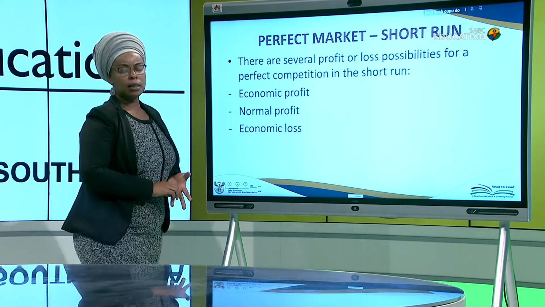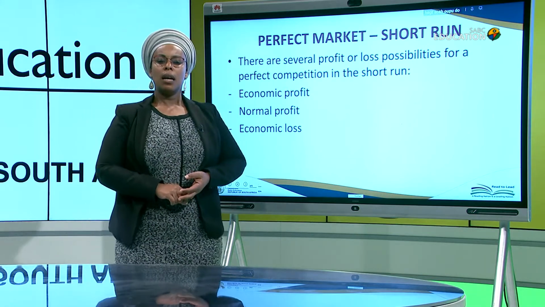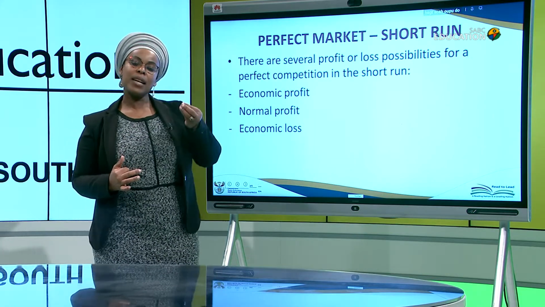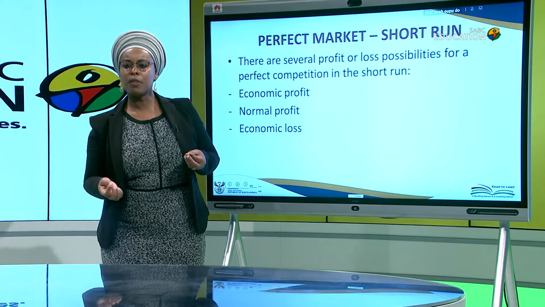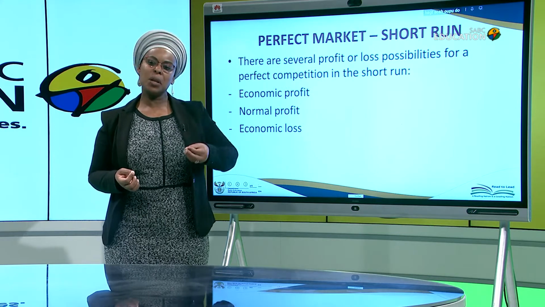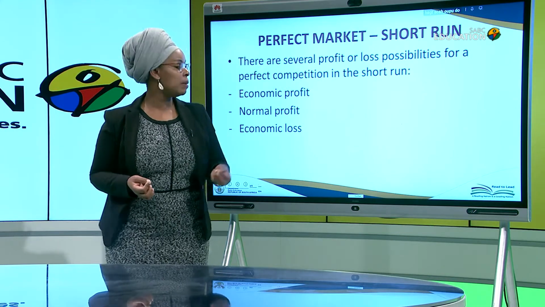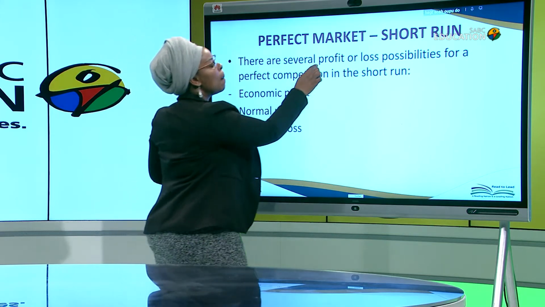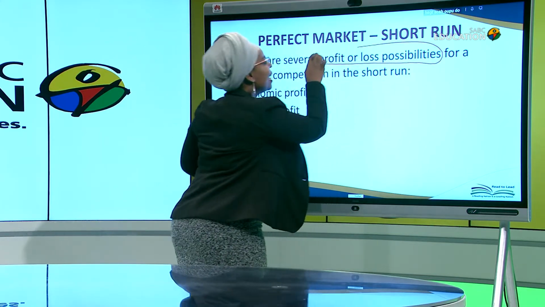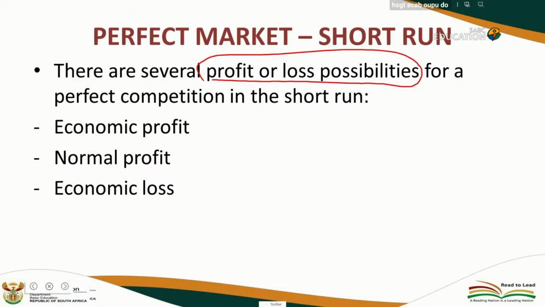Still in the short run, we all know that a perfect market in the short run will make economic profit. However, this is not the only type of profit that can be made. That is why we are saying there are several profit or loss possibilities. There's a possibility of a perfect market individual firm or supplier to make either economic profit, to make normal profit, or to make economic loss.